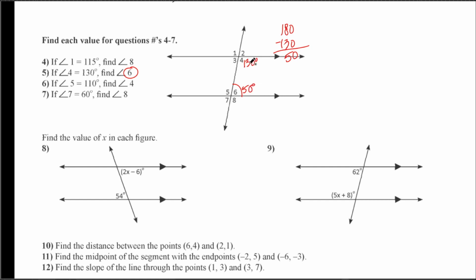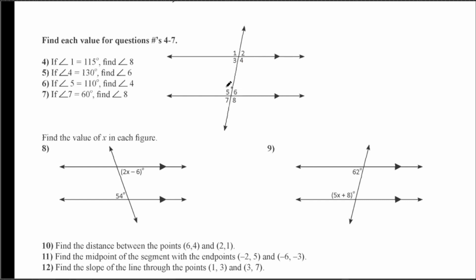You see that? Because we had a thing that said consecutive interior angles are supplementary. But also, it's acute and it's obtuse. That means they're supplementary. You just take it away from 180. And that's 50 degrees. Easy as that. Make sense? Okay, let's take a look at this.